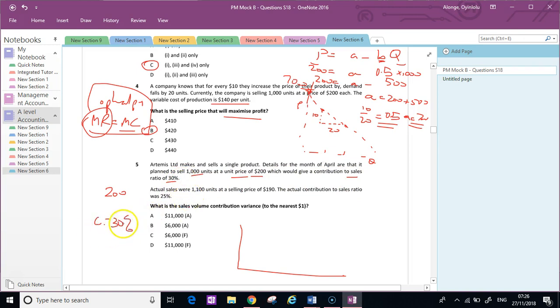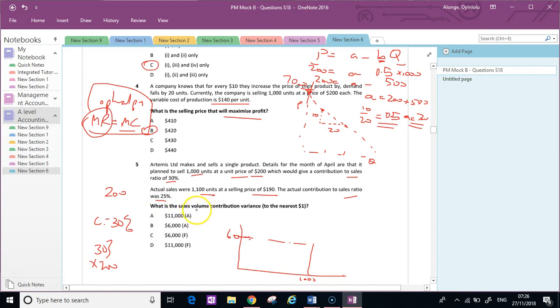C over S. So 30% of 200 is 60. So we know what contribution is. Contribution is 60. We've done it now, 30% times 200. Great. So now that we know that, it tells us that actual sales were 1,100. So basically, contribution is 60, and we intend on selling 1,000 units. That's the plan. Then it tells us the actual sales were these units, and you sold for that. Actual contribution, great, this is all good.